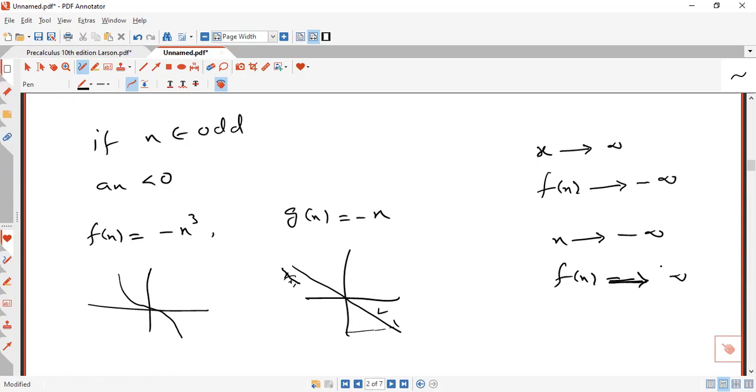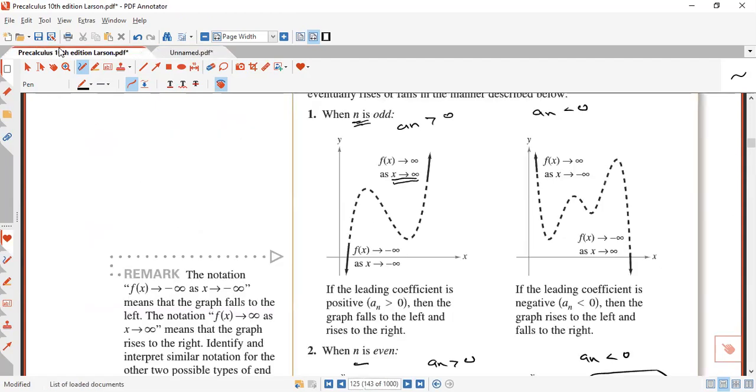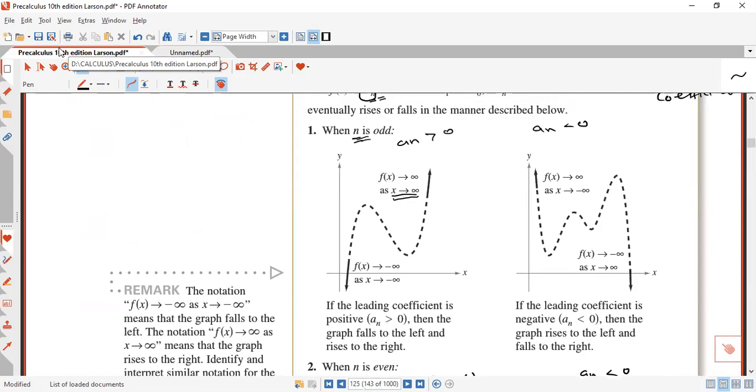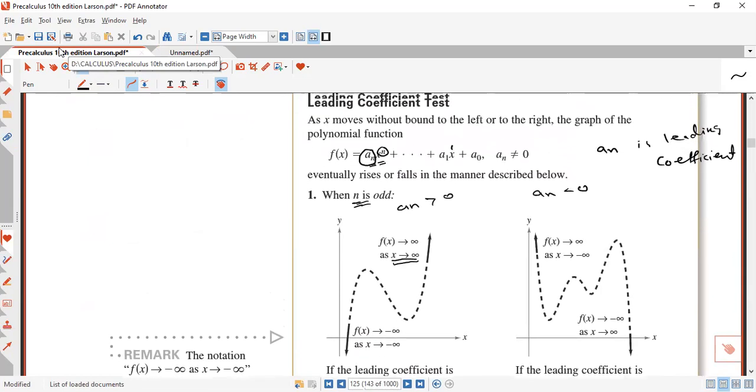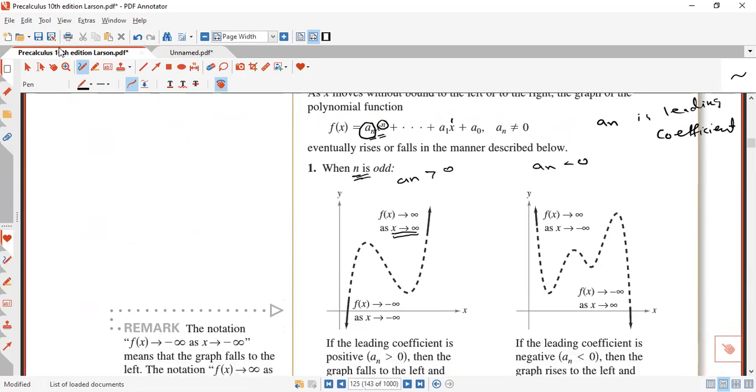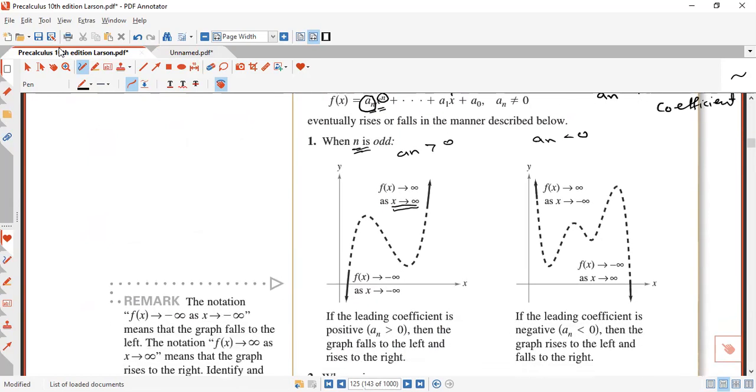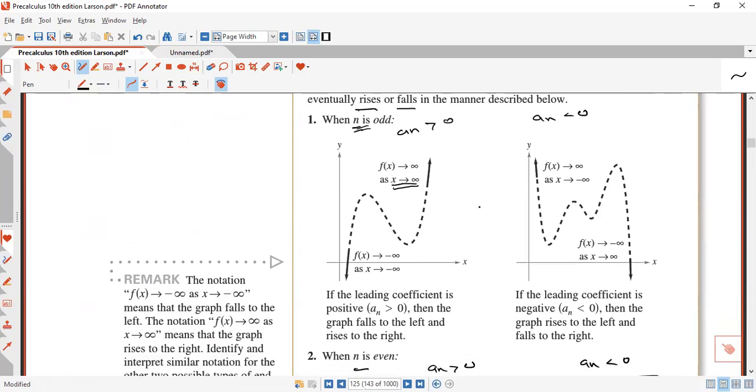So now, while looking at these four examples, I'm talking about the generalized version of these four. Let me now recall these definitions. So this is in fact a summary of our discussion, the leading coefficient test. Eventually, where the function will go, means whether it will rise or fall. So we have four possibilities.